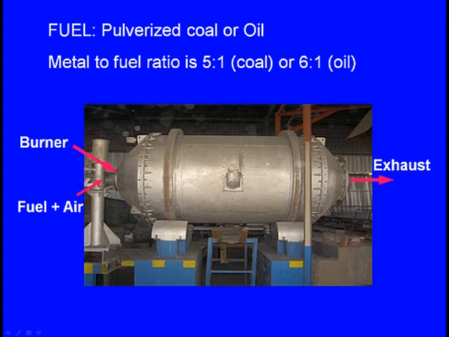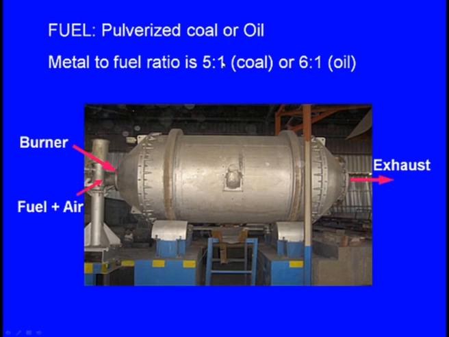As these rollers are rotating, this furnace also will be rotating at a very low speed, maybe at 1 revolution per minute, slowly it rotates. Now what is the fuel used in the rotary furnace? Pulverized coal or oil. Metal to fuel ratio is 5:1 when we are using the coal, or 6:1 when we are using the oil. What does it mean?